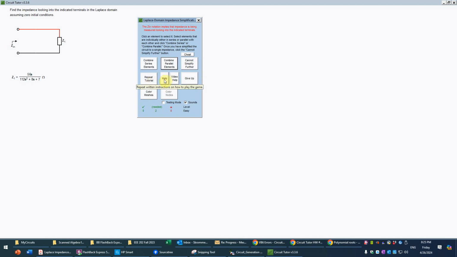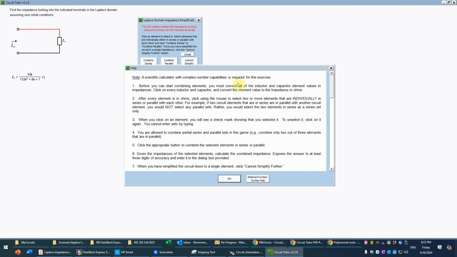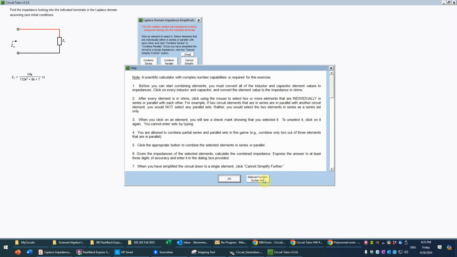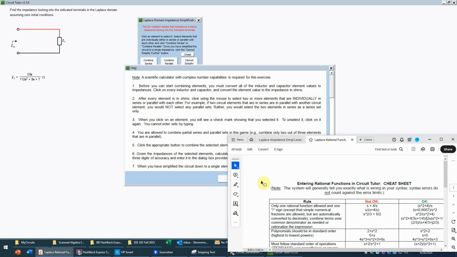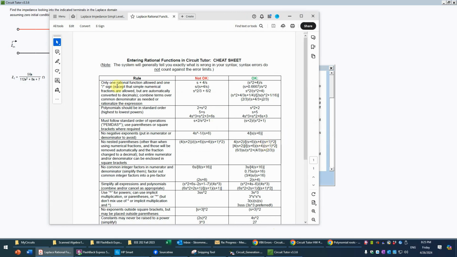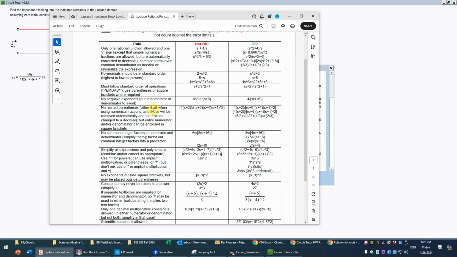There's written help available. And let me point out also that in addition to the general help about entering things, it does have a special button down here. It says Rational Function Syntax Help. And that will bring up rules. The ones we did just now are fairly simple, but it'll give you the general rules for entering rational functions in Circuit Tutor. And it'll show you things that you cannot enter and things that you can enter, and tell you the different rules for that.